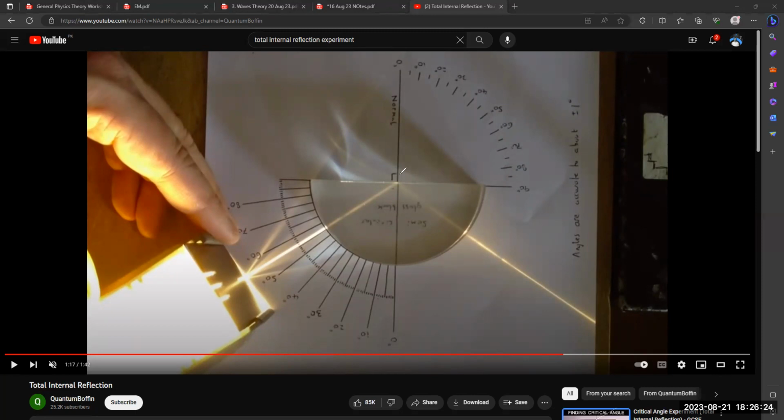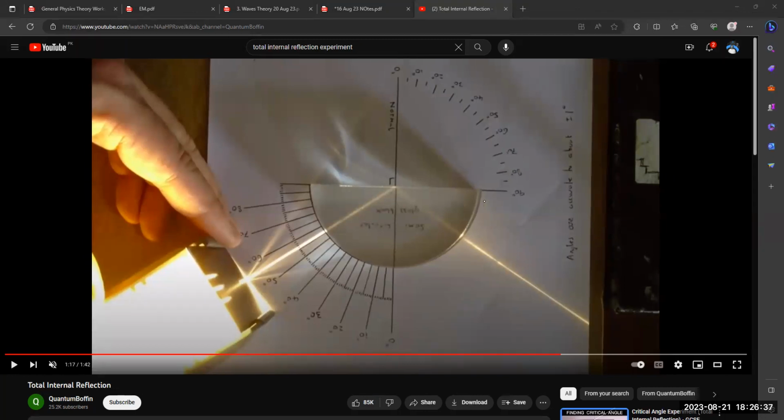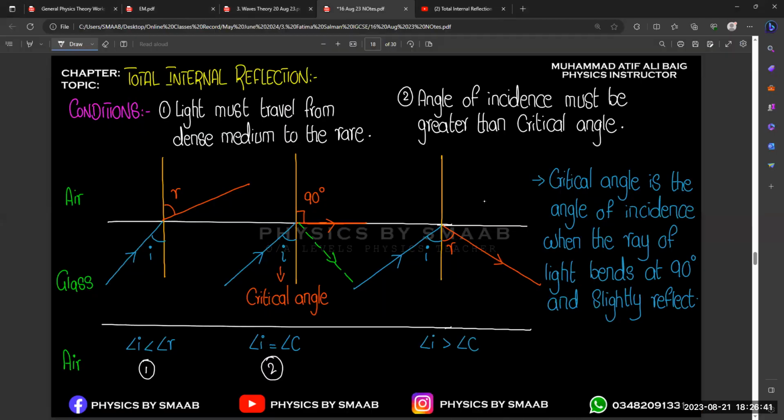So this is the concept of total internal reflection. Basically, this topic is related to the concept of total internal reflection, and we observe from the practical experiment how light completely reflects internally.